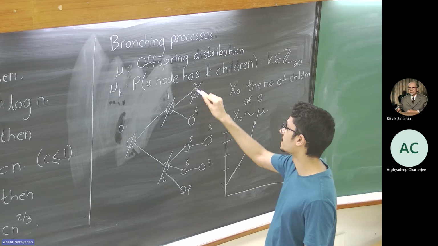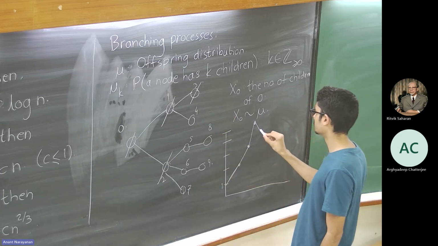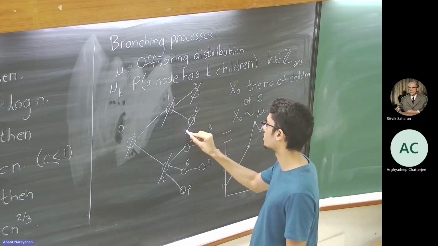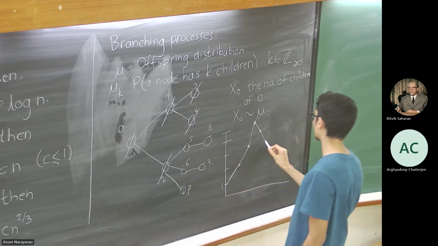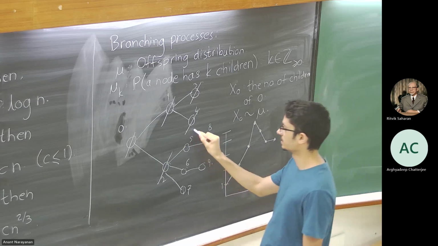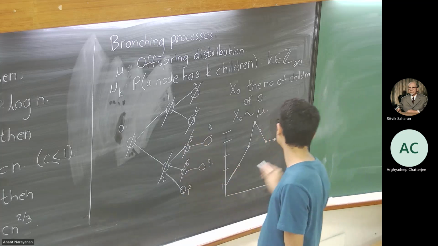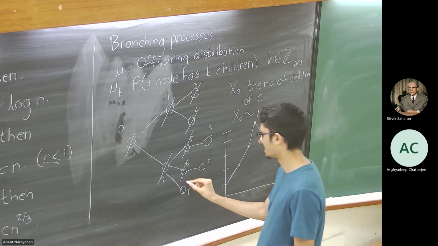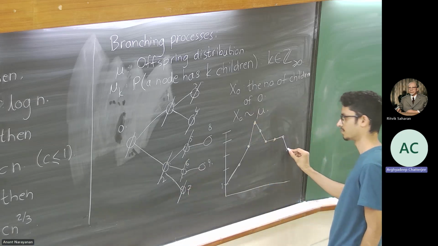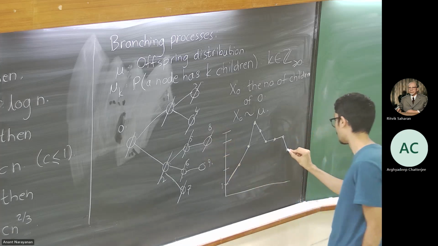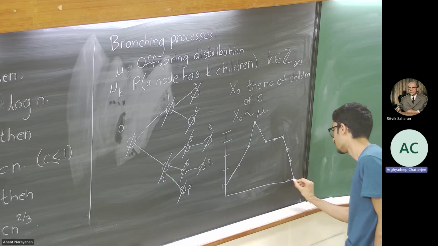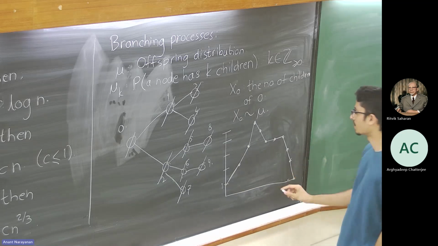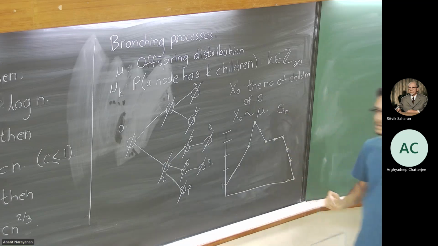Now I've explored 3. If there are more children, I'll go down by 1. 4 again, I'll go to children, 1 down. We'll call this the exploration of this branching process.